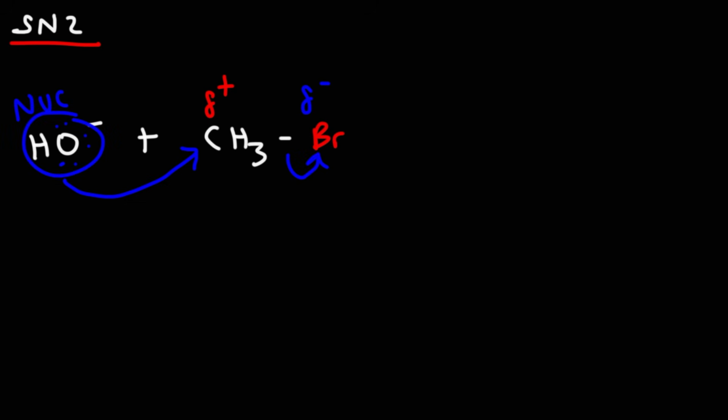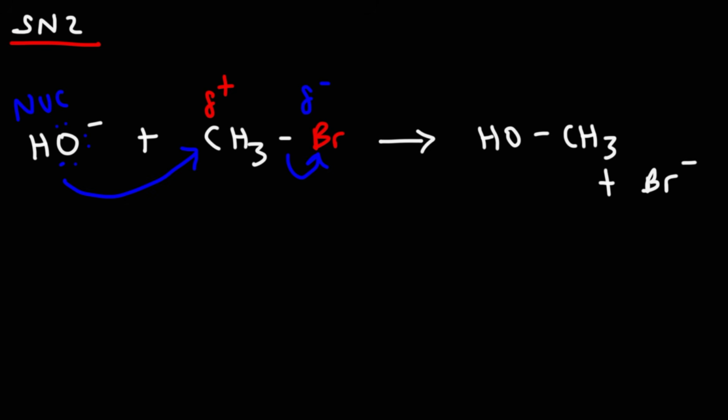When hydroxide abstracts a proton, it's behaving as a base, but when it attacks a carbon atom, it behaves as a nucleophile. So the SN2 reaction is a concerted reaction mechanism. The bond between oxygen and carbon is forming at the same time this bond is breaking. So that's a concerted reaction mechanism. It happens all in one step. So the leaving group is going to leave, and we are going to get methanol and bromide. So that's the mechanism for the SN2 reaction.